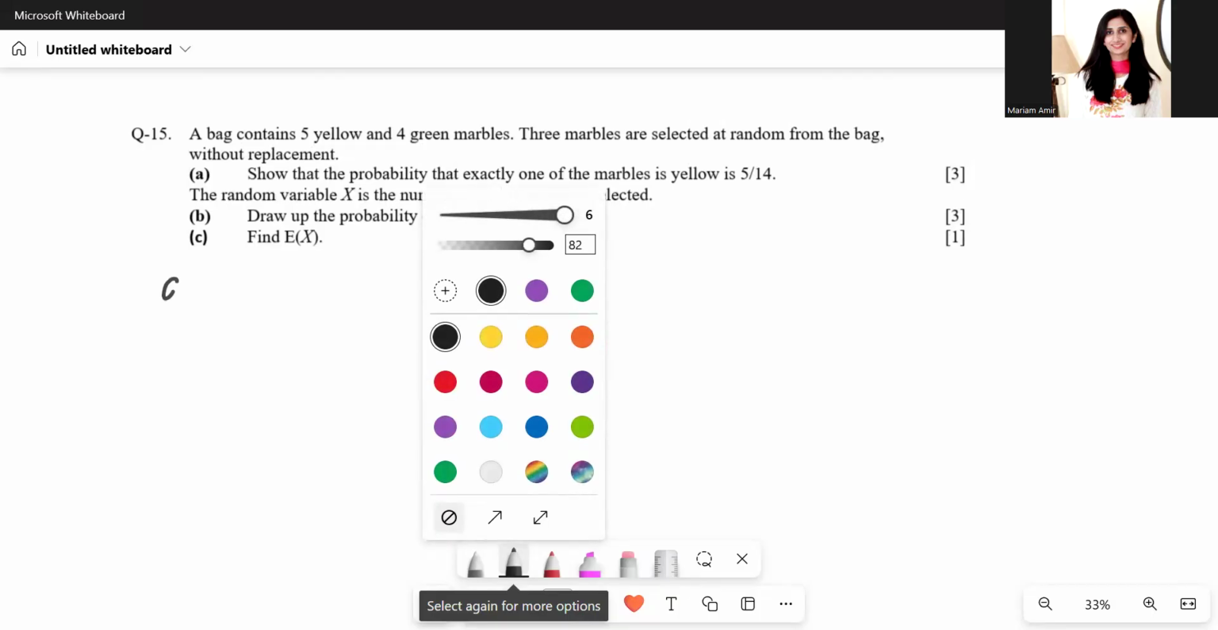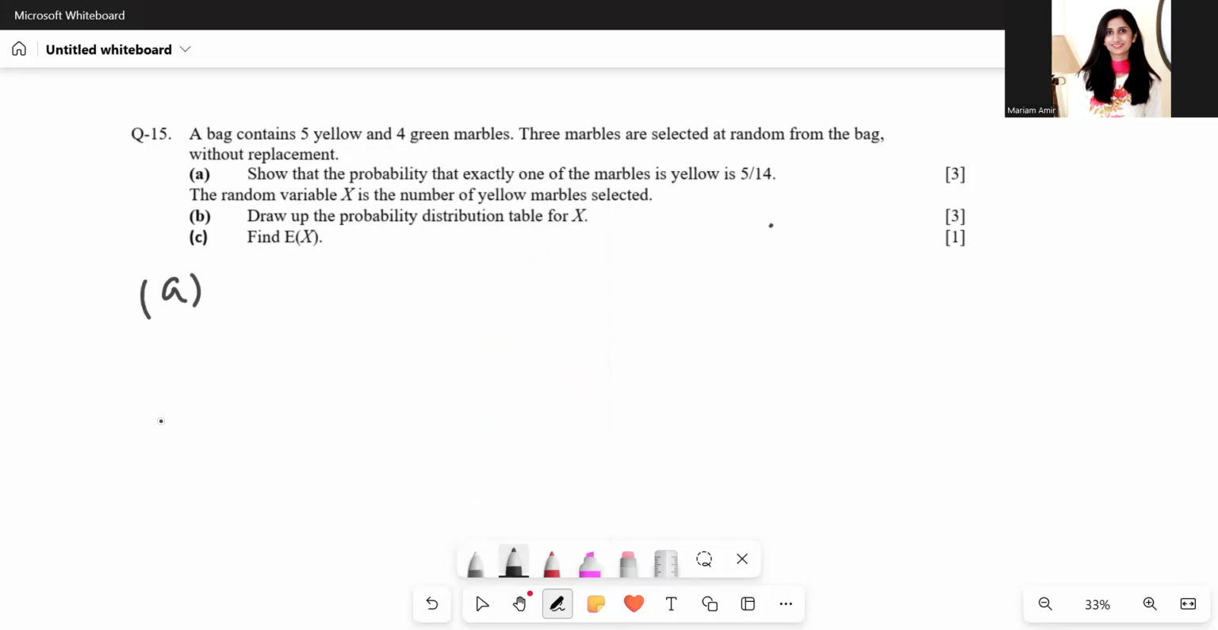Okay. So if 3 marbles are selected and one is yellow, then we may get yellow as the first marble and green as the second marble and another green as the third marble. Let's find probability of just this. That would be 5 upon 9 for the first yellow marble. Second marble is green, so 4 upon the denominator will become 8, and another green marble would be 3 upon 7. Okay, now this is when we have yellow, green, green.